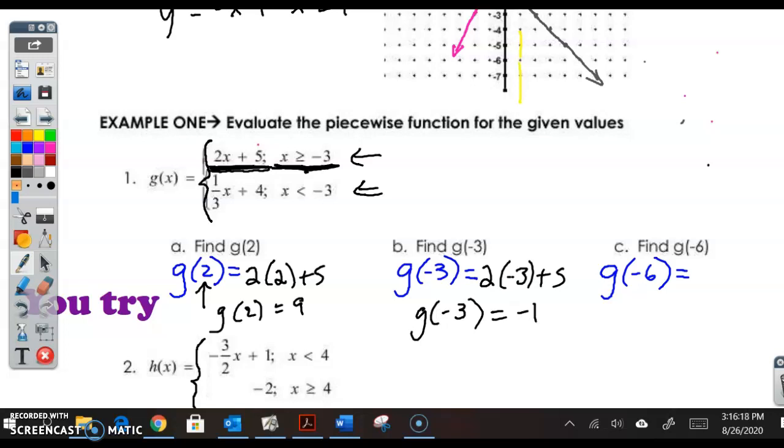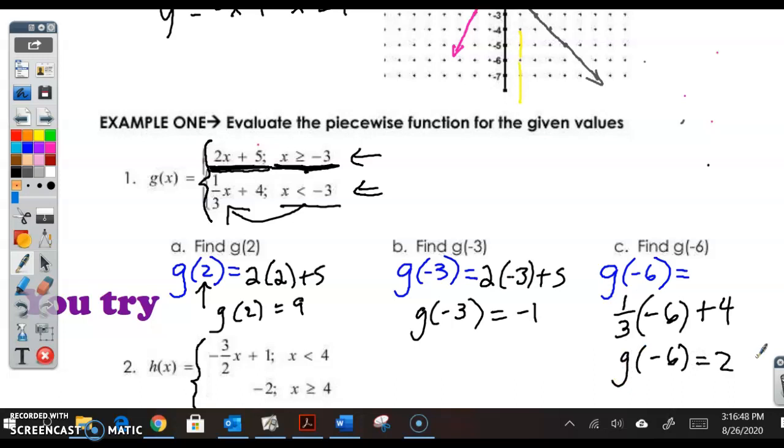Now, g of negative 6 is clearly an x value that is less than negative 3. So we are going to input that into this equation here. So g of negative 6 equals 1/3 times negative 6 plus 4. 1/3 times negative 6 is negative 2, because that's like negative 6 over 3. So that's negative 2, and then plus 4. So g of negative 6 equals 2.